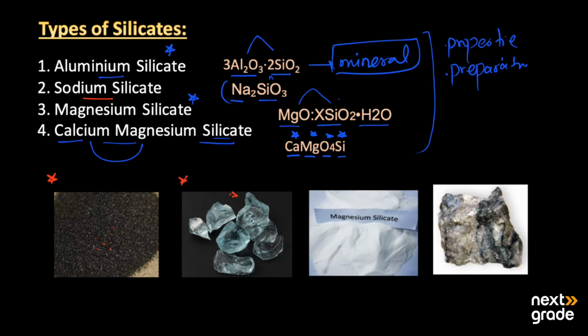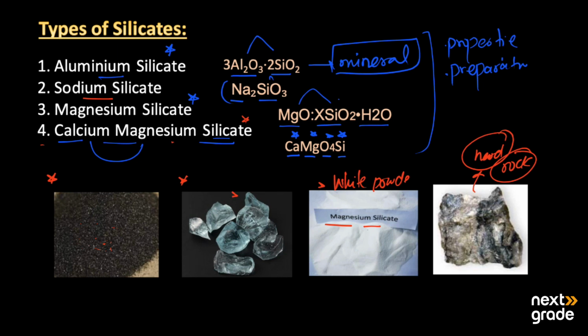The third type is magnesium silicate. Magnesium silicate is found as a white powder compound in which we have magnesium as well as oxygen and silicon. So it is the salt of silicon, that is magnesium silicate. The fourth type is calcium magnesium silicate. It is found as a hard solid, or a rock-like structure, in which both the metals, calcium and magnesium, combine with silicon.